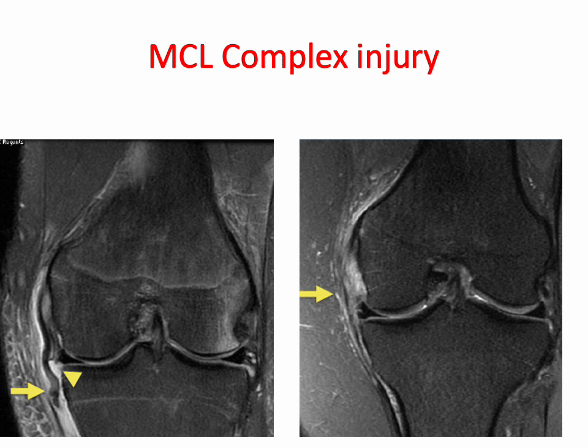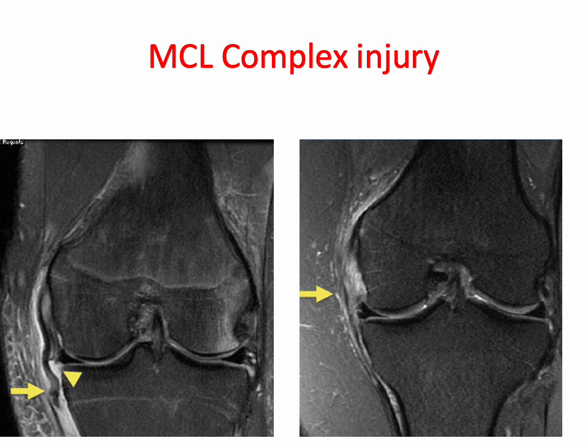The most obvious sign of MCL injury on MRI is discontinuity of the MCL, as we're seeing here. MRI also allows detection of bone contusions and other associated injuries like ACL injuries and meniscal tears.